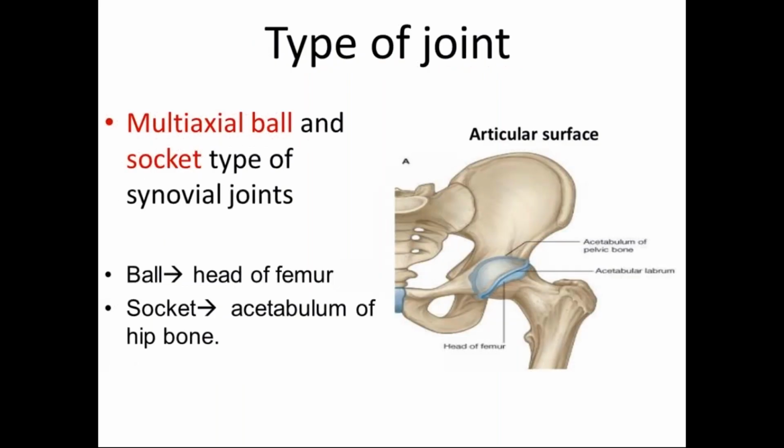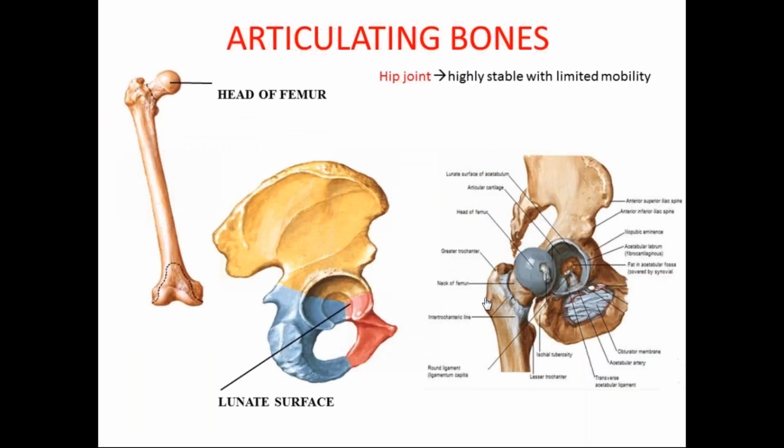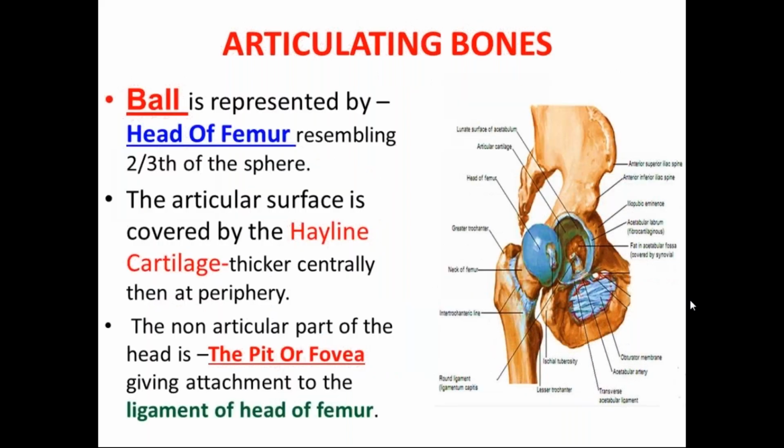Hip joint is a multi-axial ball and socket variety of synovial joint. Head of femur is forming the ball, and the acetabulum of hip bone is forming the socket. The head of femur articulates with the acetabulum of hip bone to form the hip joint, which is a highly stable joint with limited mobility. The ball is represented by head of femur, which resembles two-thirds of a sphere.